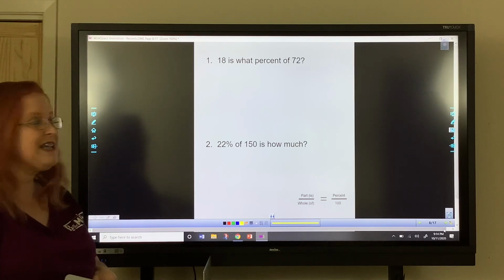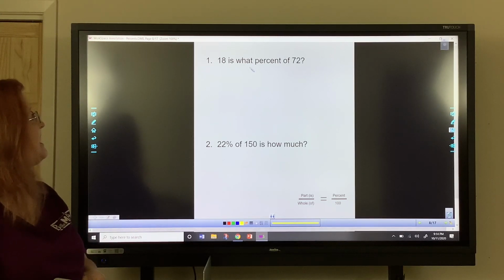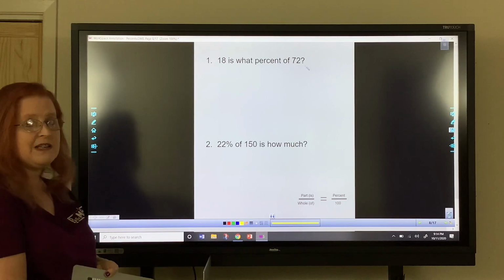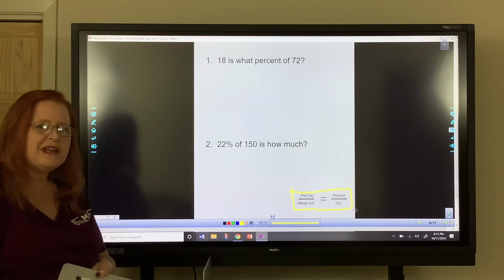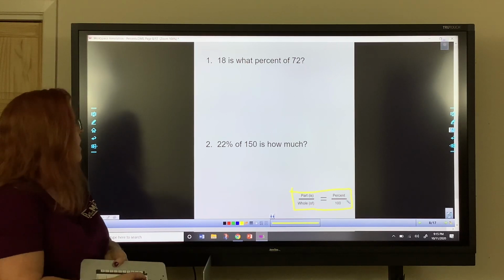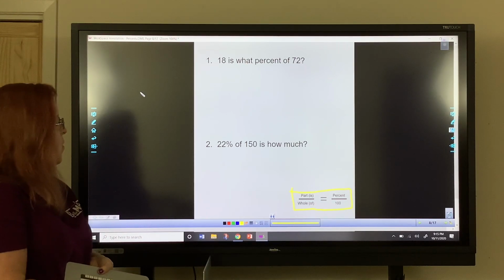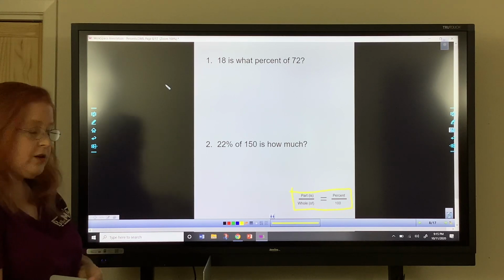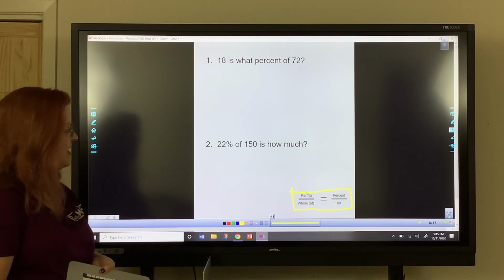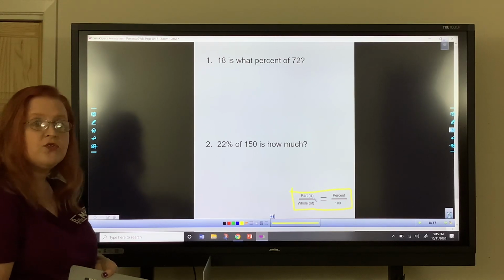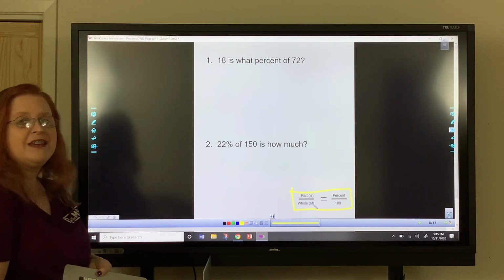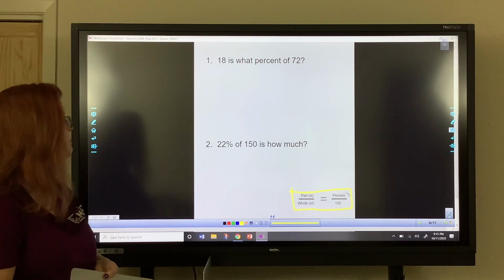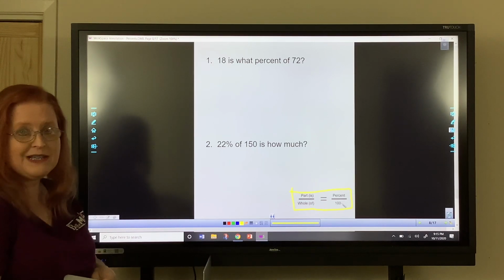Okay, 18 is what percent of 72? Okay, here's our equation down here. I don't know if you can see the yellow, but hopefully you can. I just wrote it down here to help you remember for a few minutes. All right, so we need to label what these are, okay? And remember, part's key word is "is." You see the word is, that's telling you the part. The "of" is telling you the whole. And the percent is telling you percent, okay?